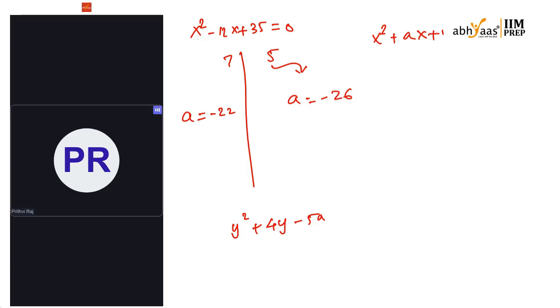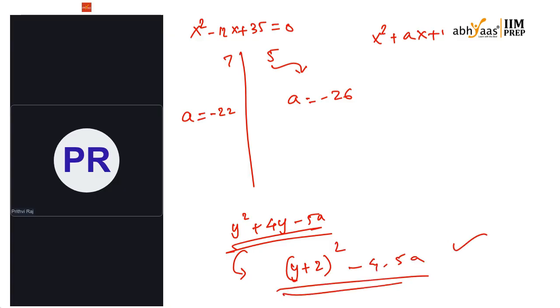To find this, let us convert this into a general form: (y + 2)² − 4 − 5a. Just think, y² + 4y + 4 will come, and then −4 gets cancelled, and −5a will be there. It is the same equation.